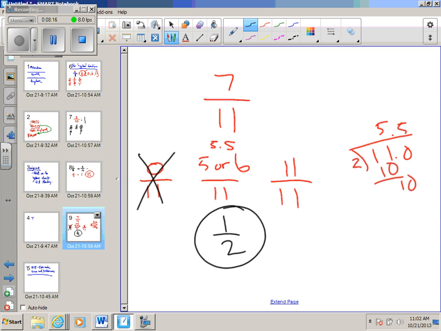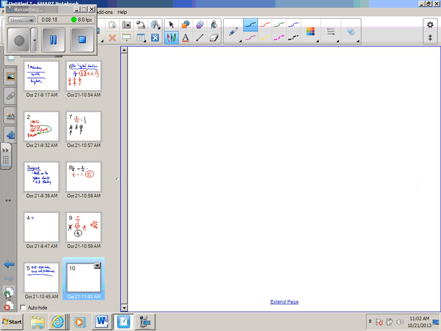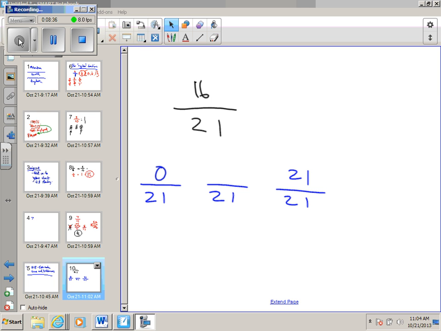Okay. I'm going to give you an odd one and give you an opportunity to test it out. 21/21, 1, 0. Where does half come in? What is exactly half of 21? 10.5. There's another trick you can use.